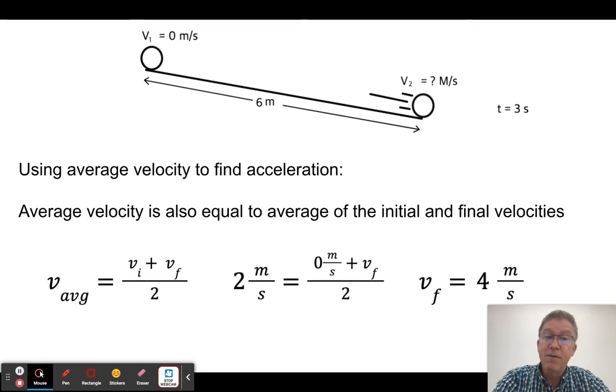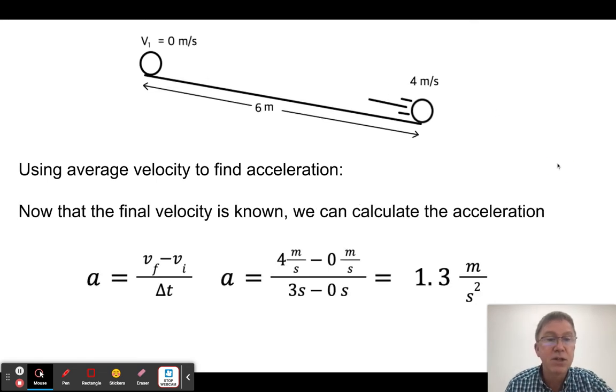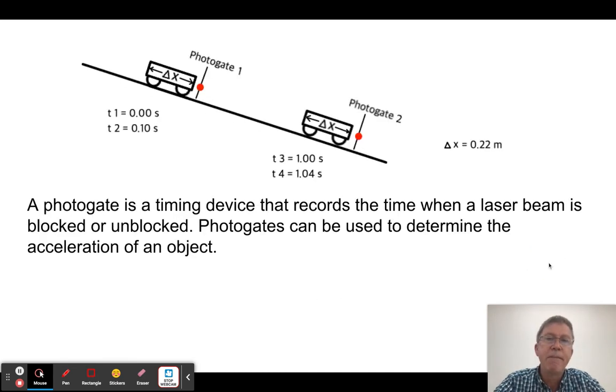Now we know the final velocity. We still don't know the acceleration. So now we have to go back to that acceleration equation to solve for it. The acceleration equation tells me the acceleration is the final velocity minus the initial velocity over the time taken to make the transition occur. My final velocity, which we just solved for, was 4. We used the average velocity equation to do that. The initial velocity was 0, and we know from before that the time needed was 3 seconds. So I get 1.33333 meters per second squared.